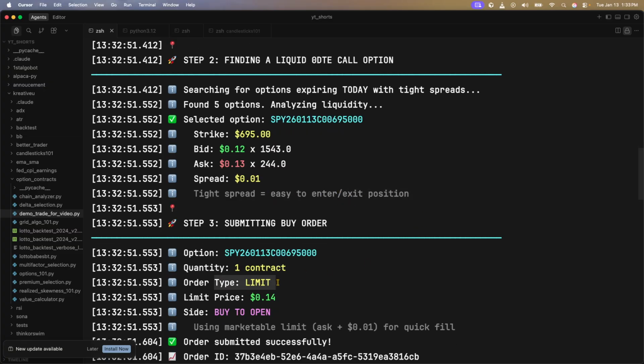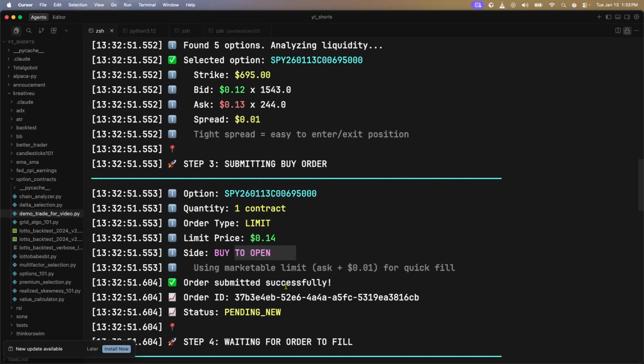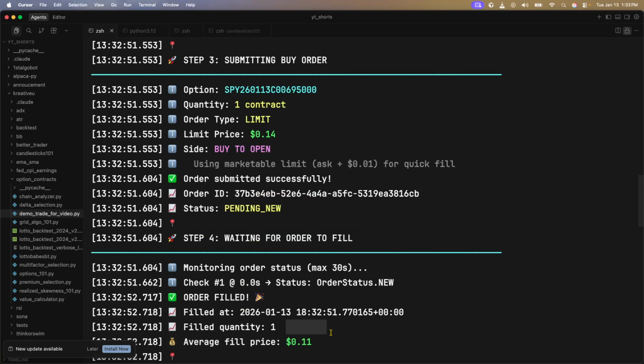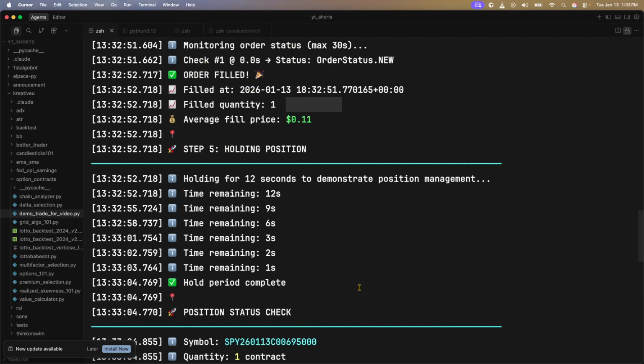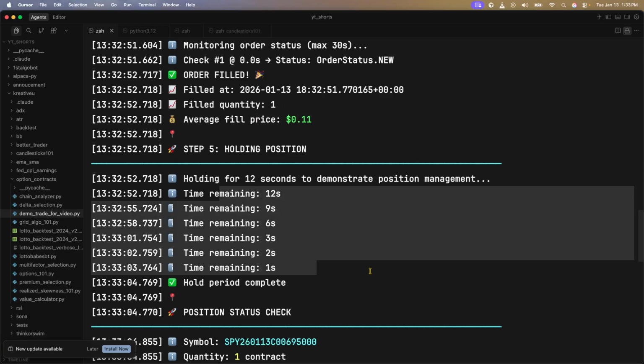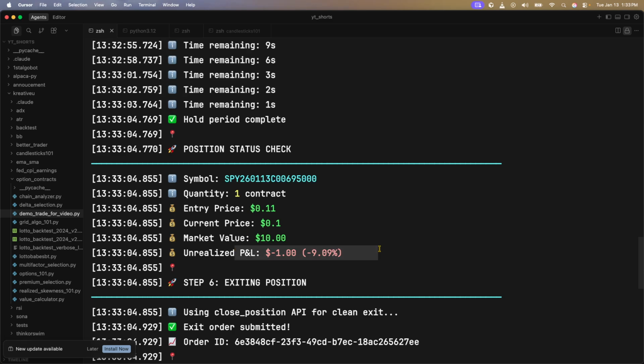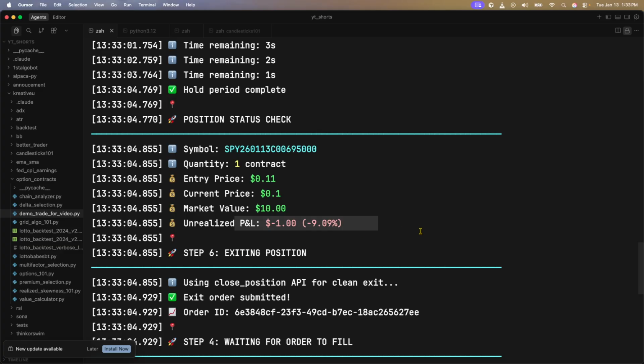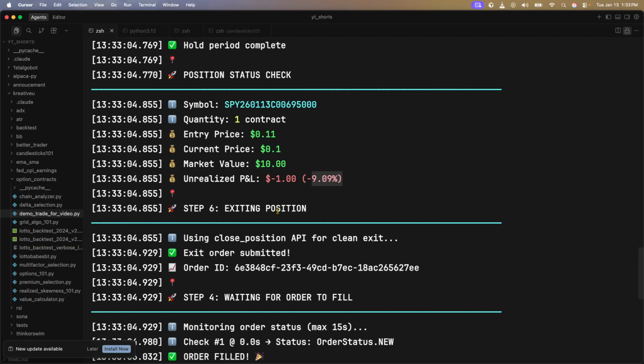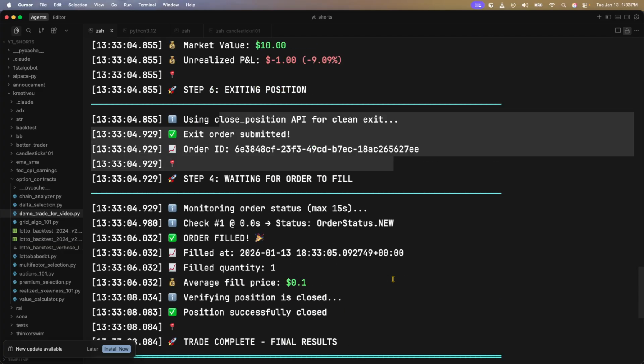I submitted a limit order for 14, and we were able to get filled at 11. Now I'm holding the position for 12 seconds. After 12 seconds, this is what happened. We were down $1, and after being down $1, it's like, all right, get me out of this. That's 9%. We closed the position.